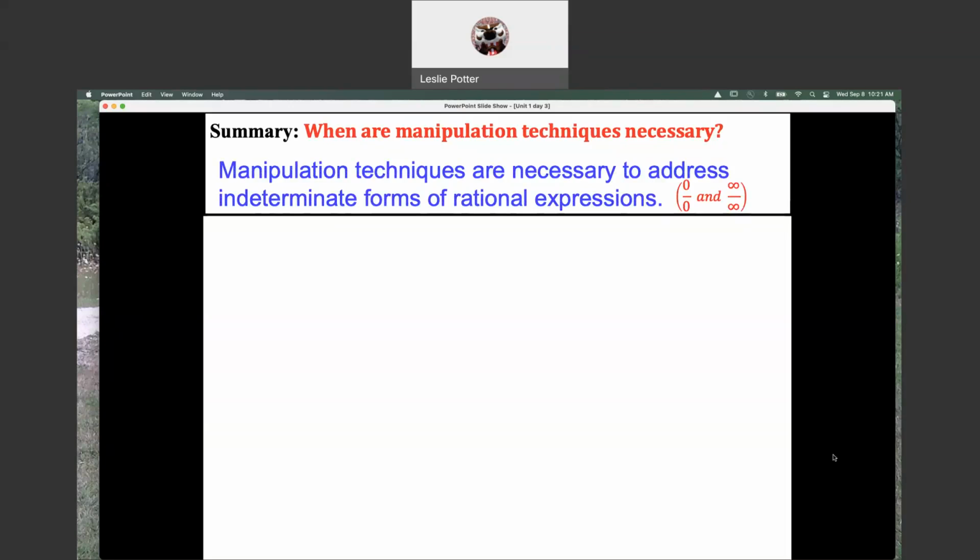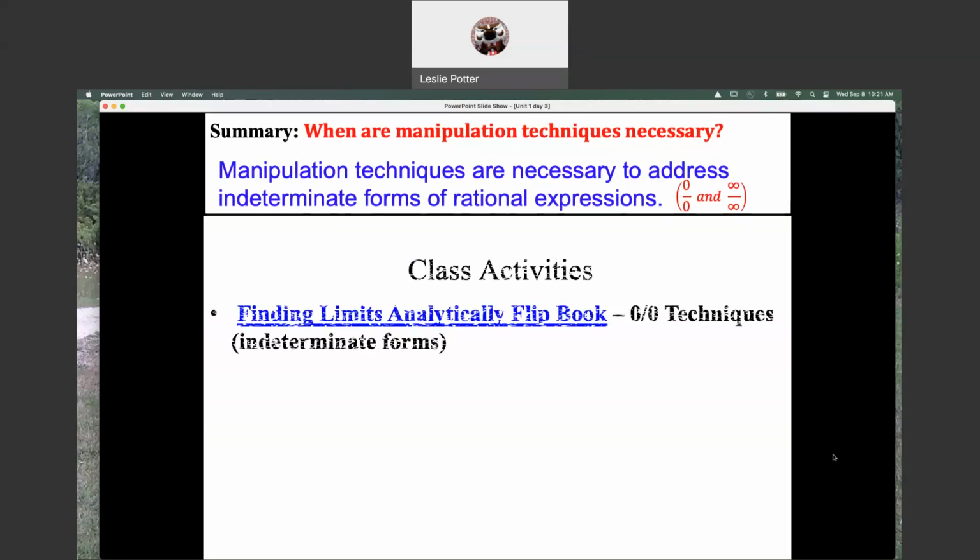Go ahead and get that summary down, your notes, even if you haven't taken the notes. This will help you focus on the topic questions and what to do.